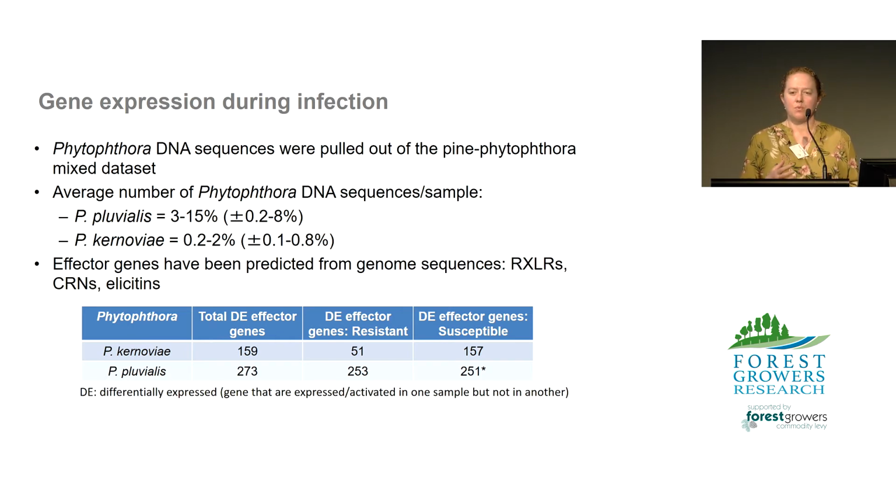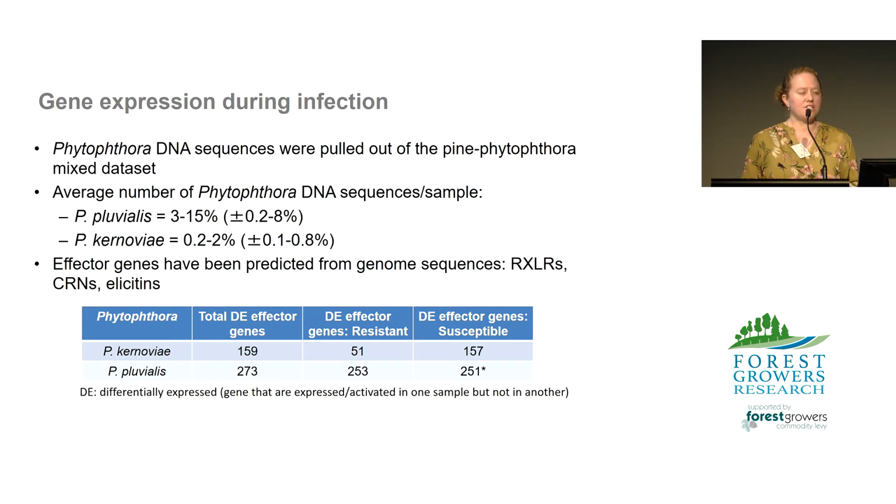And what we see when we compare the Phytophthora pluvialis and the Phytophthora canoviae data sets is that we have a far greater number of DNA sequences from the Phytophthora when we look at pluvialis compared to when we look at canoviae, which indicates that pluvialis is probably a better pathogen or a more aggressive pathogen on pine than what we see with Phytophthora canoviae.